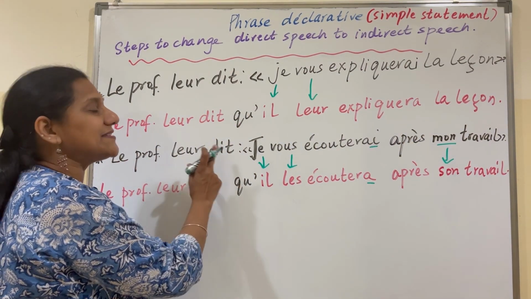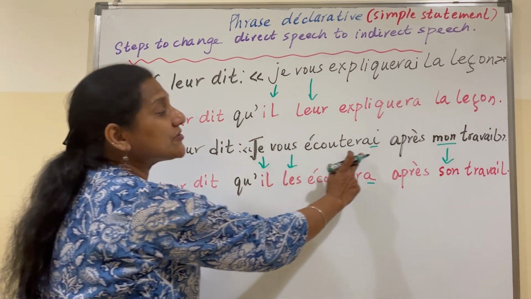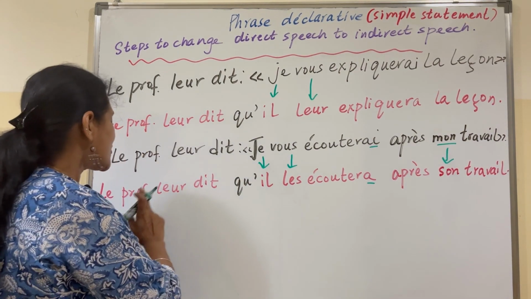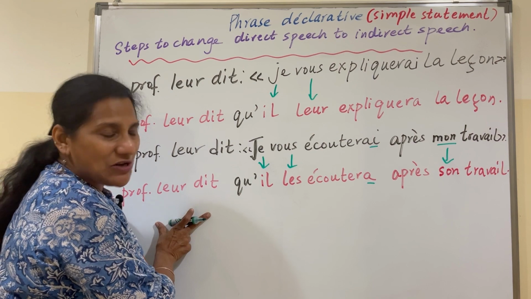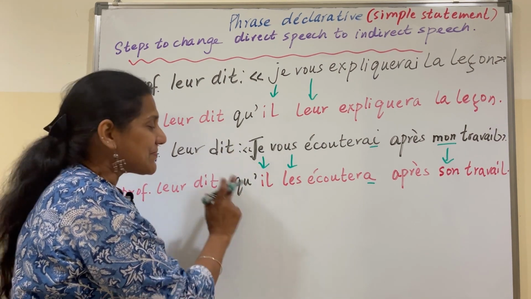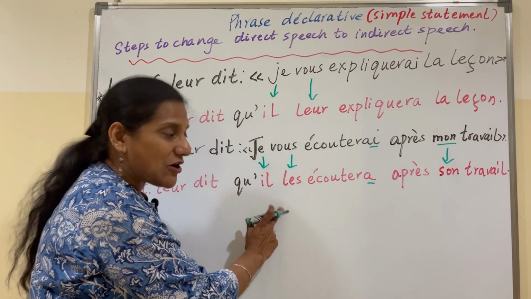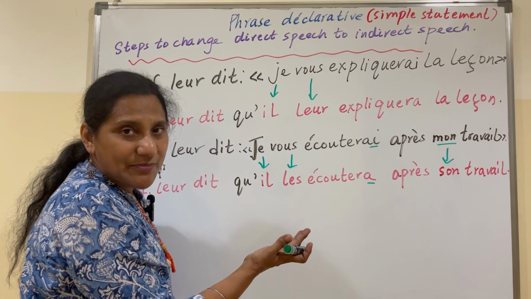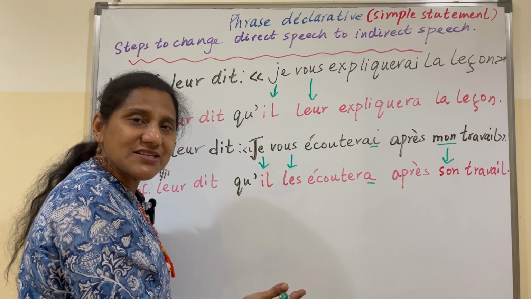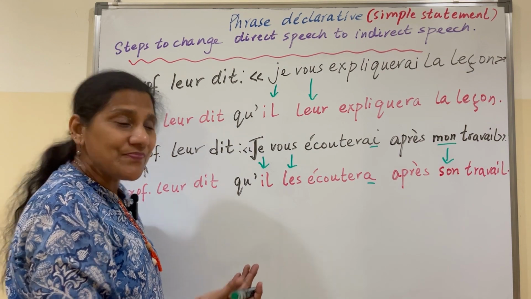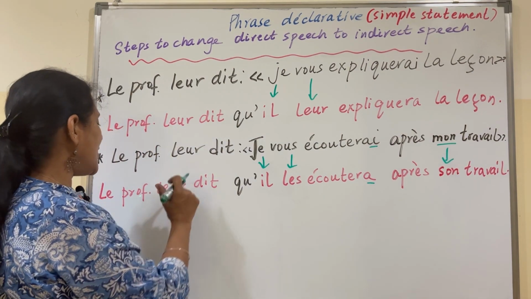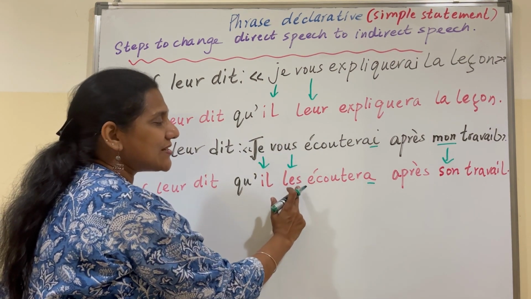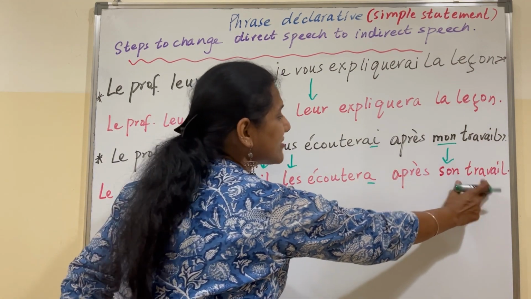Le prof leur dit. The same main clause. Je vous écouterai après mon travail. So I'm going to listen to you after my work. So the rule says write out the main clause, remove the colon as well as the quotes, join the main clause with the subordinate clause using que, change the subject pronoun, the verb, the direct or indirect object, whatever is there in the sentence, the possessive adjective according to who's speaking to whom in the main clause. So le professeur leur dit qu'il, je changes to il, vous changes to les, écoutera après son travail.